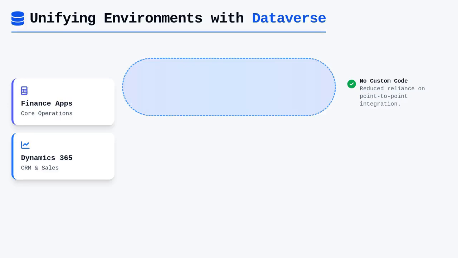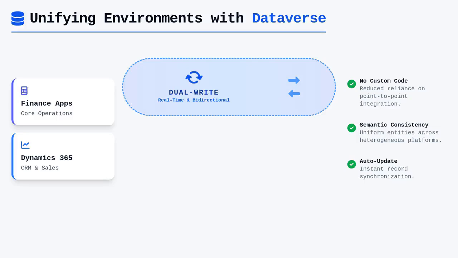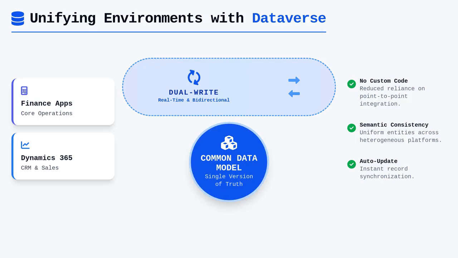From an architectural perspective, this relies on the dual write framework, a feature that enables real-time, bidirectional data synchronization between the finance and operations environment and Dataverse. When a record is updated in one system, the dual write infrastructure ensures the corresponding record is updated automatically in the other, which is crucial for maintaining a single version of the truth.